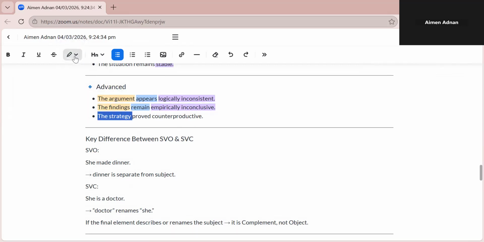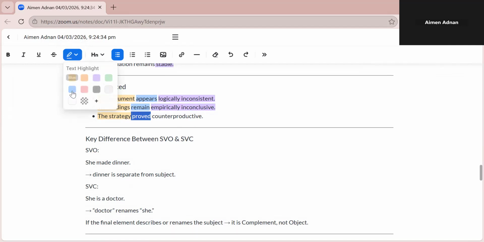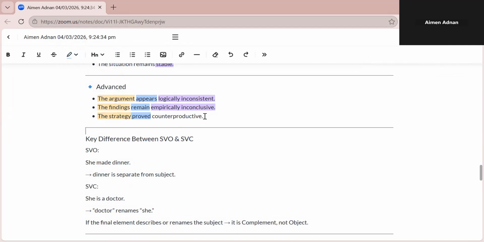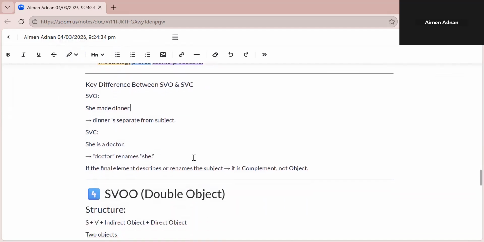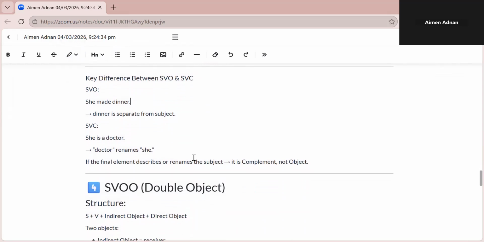The third is the strategy, which is the subject of the sentence, and then we have proved, which is the verb of the sentence, and then counterproductive. Again, a compound complement adding meaning to your subject. Now look at this, the key difference between SVO and SVC. As I told you before, one of the very confusing sentence structures is SVO and SVC because most of the students confuse the difference between the object and the complement.